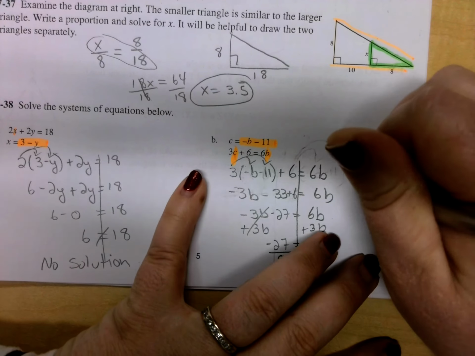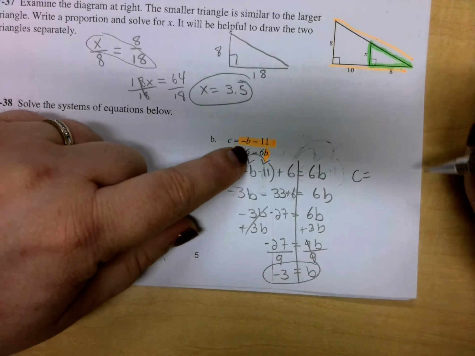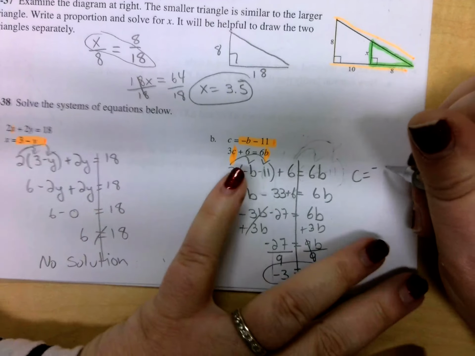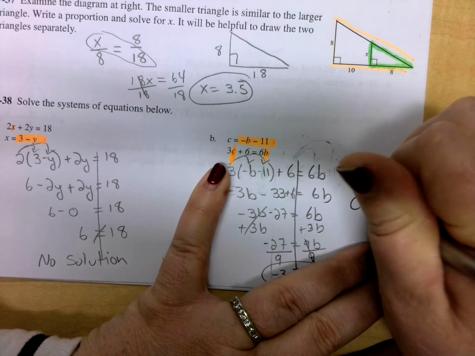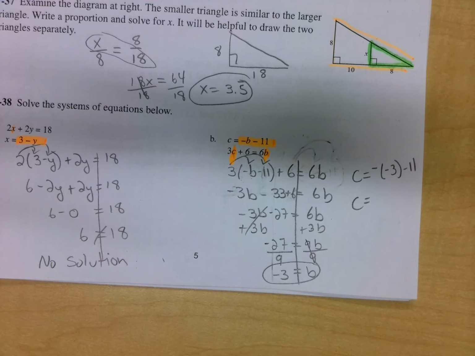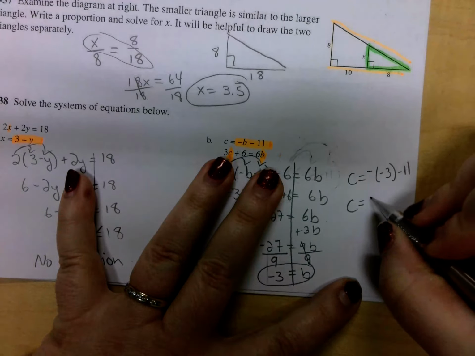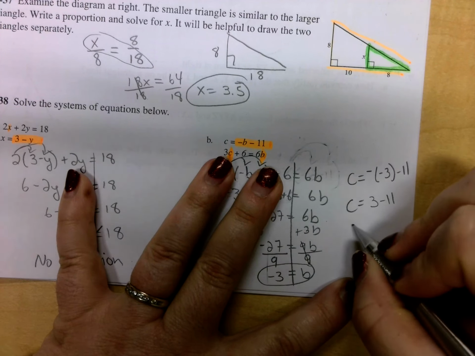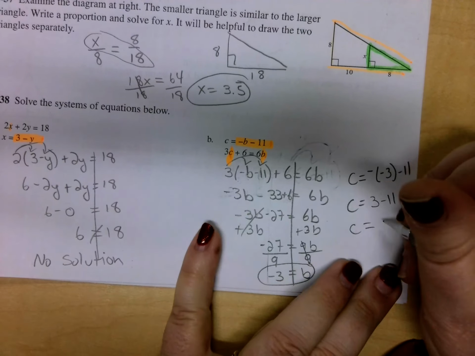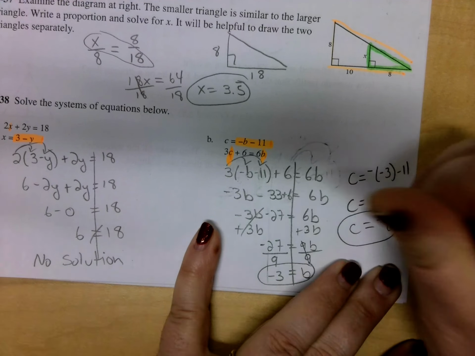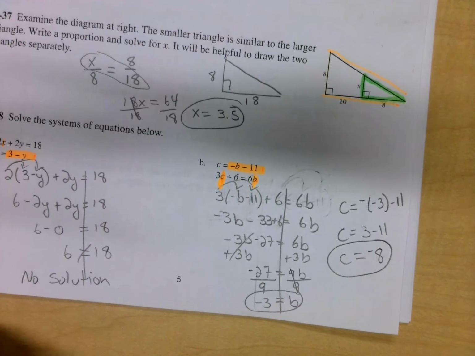So to find what c equals, I'm going to plug it back in. So I have a negative times a negative 3 minus 11. A negative times a negative 3 is just going to be a positive 3 minus 11. And so c is going to equal negative 8. Those are my two answers. And that concludes this homework assignment.